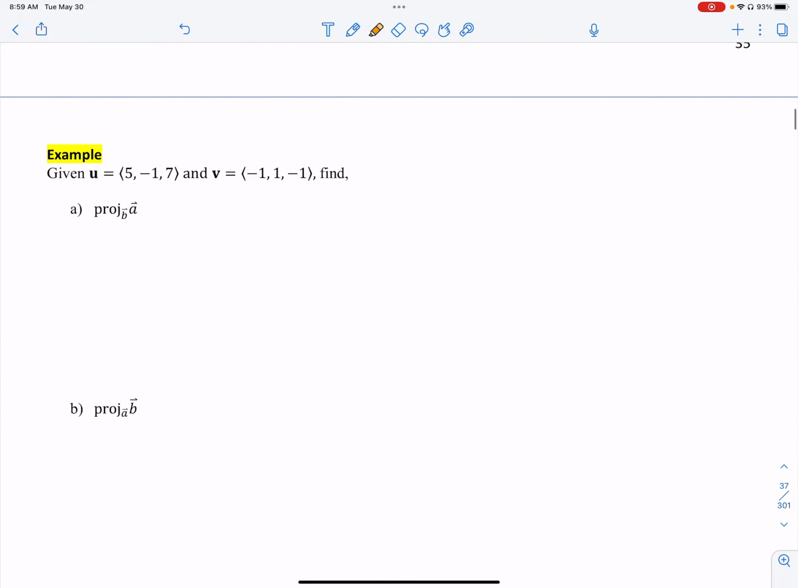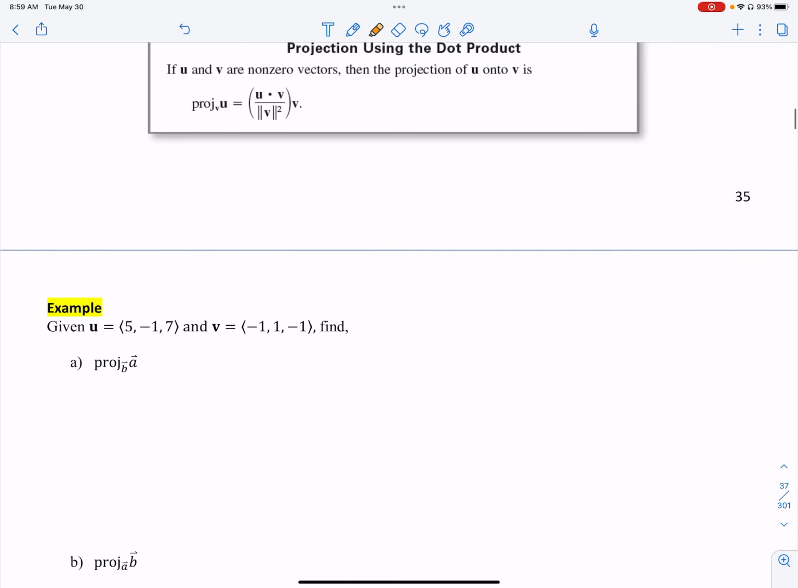Let's find 2 projections here. We're going to project A onto B and B onto A. All right, so I need to find a few things. I'm going to find U dot V. So we multiply each component. We got -5 plus -1 plus -7. That is -13.